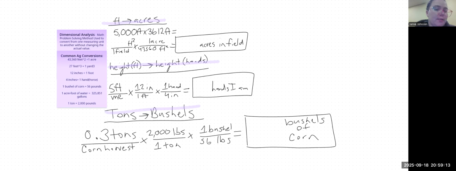1 acre is 43,560 feet squared. 27 feet cubed is 1 yard cubed. 12 inches equals a foot.